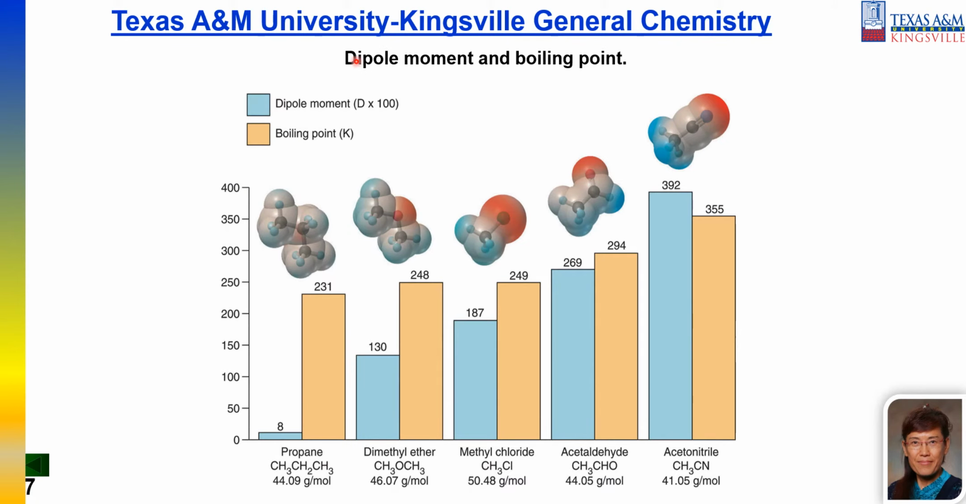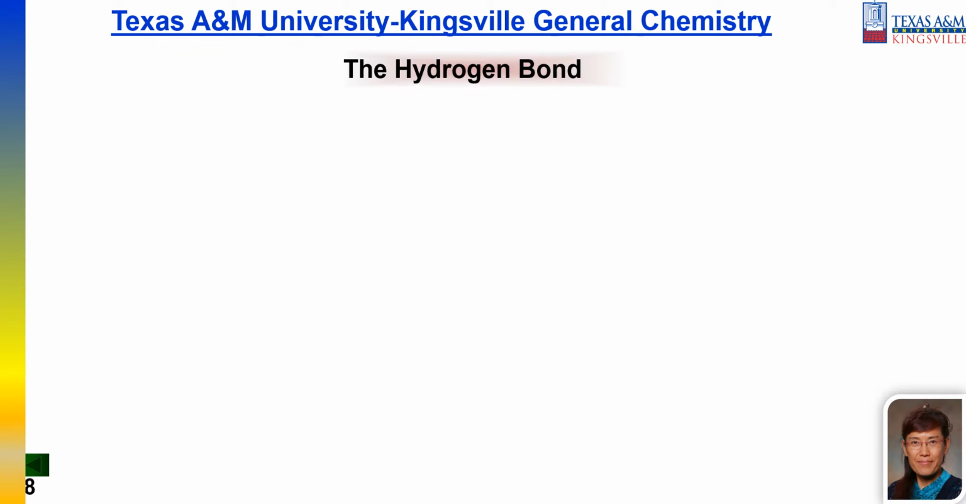And then also your dipole moment is going to affect your boiling point. What's the reason? Dipole moment is the measurement of the polarity of your molecule. Usually, as the dipole moment increases, for similar molecules, your boiling point will be increased. So I showed several molecules for you to understand.